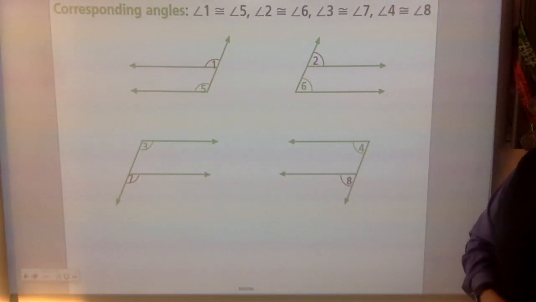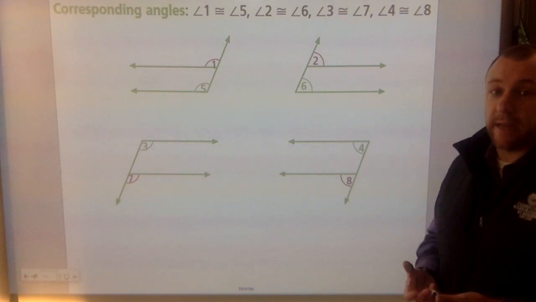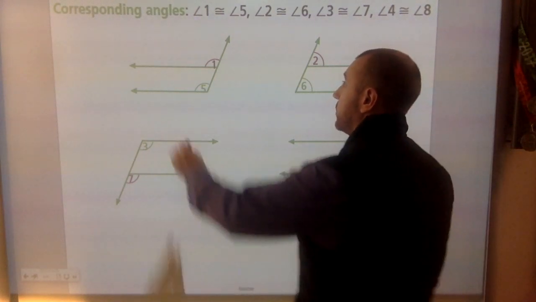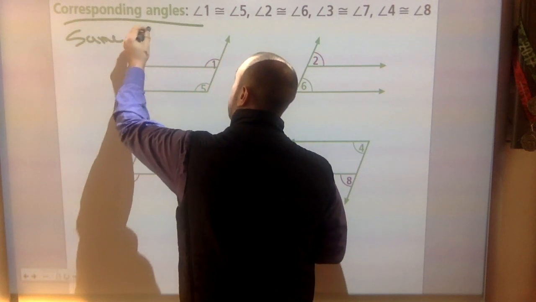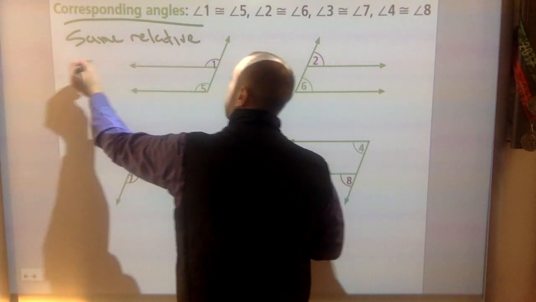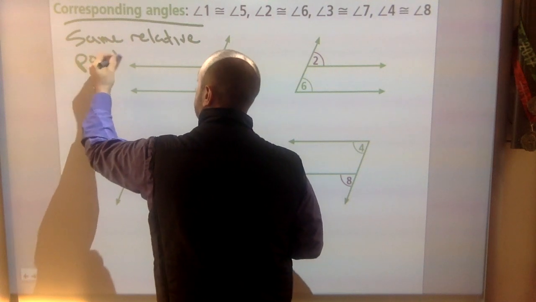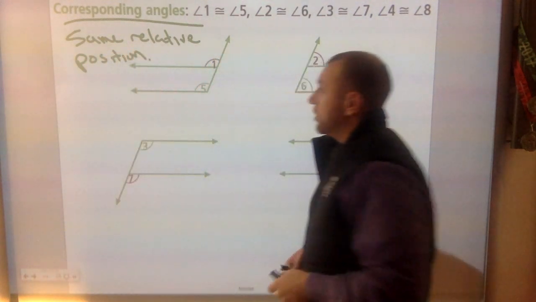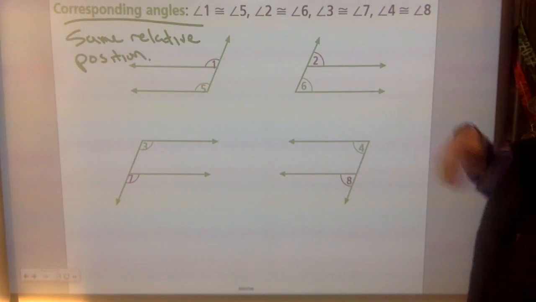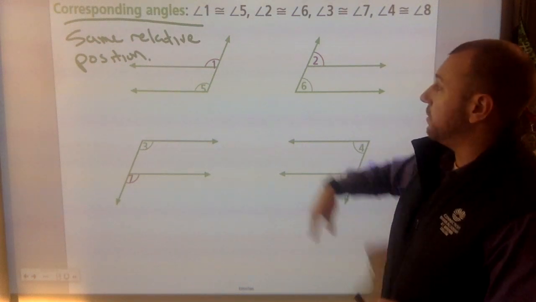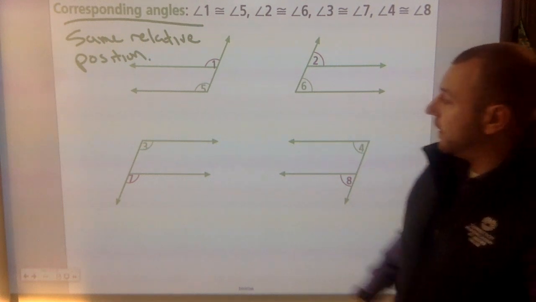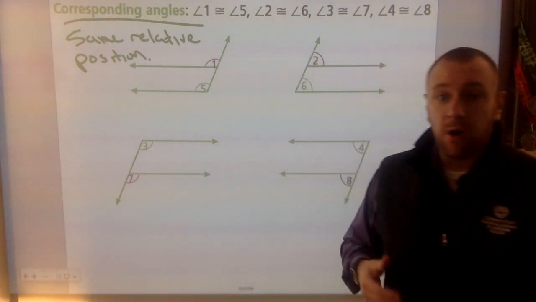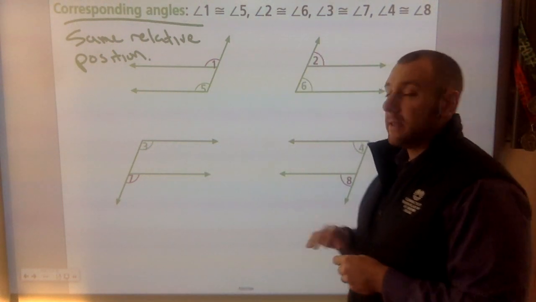So the first one are corresponding angles. Corresponding angles, I want you to think same relative position. So in my diagram from the previous example, 1 and 5, 2 and 6, 4 and 8, and 3 and 7 are all corresponding angles.